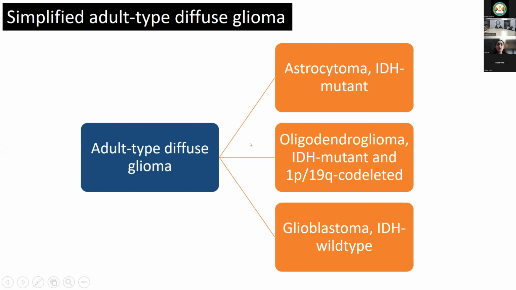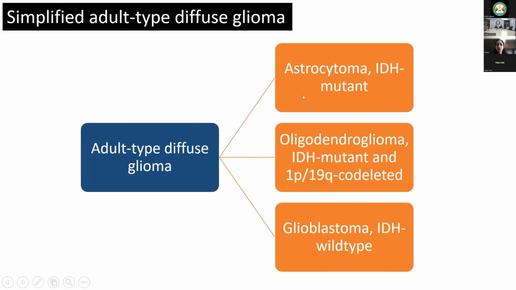The adult type diffuse gliomas are broadly three types, that is the astrocytoma, which have astrocytic morphology and molecular alterations. Then you have the oligodendroglioma, which is defined by IDH mutation and 1p19q codeletion. Last is glioblastoma, IDH wild type.